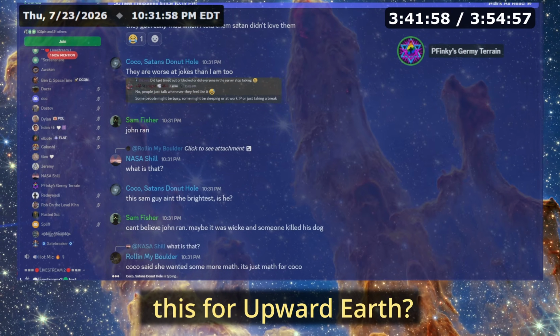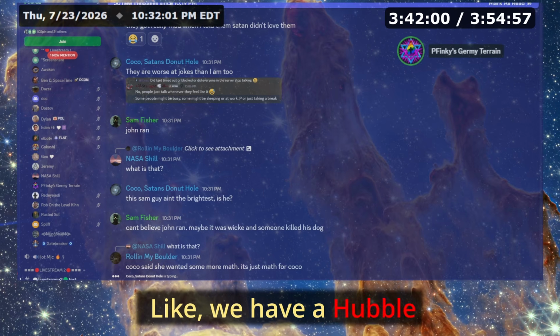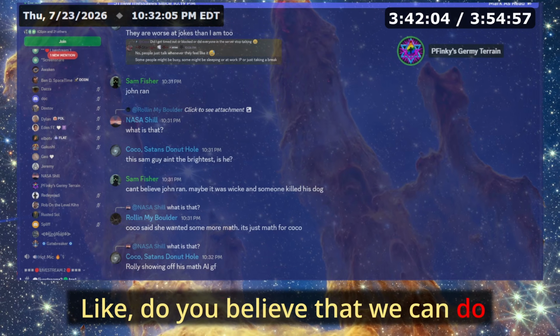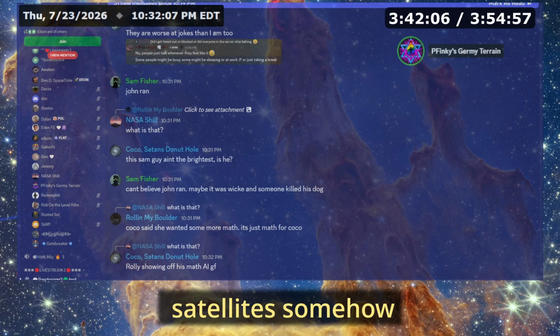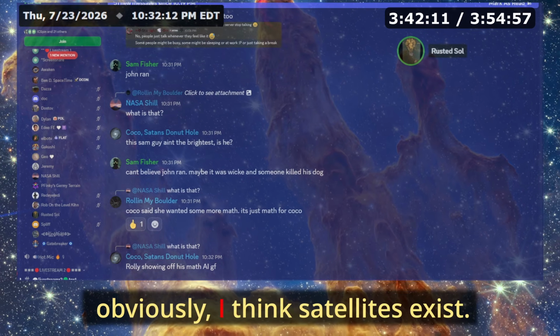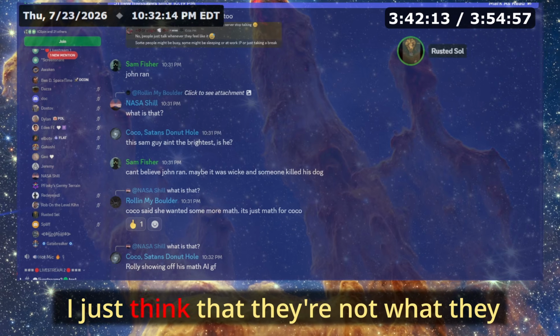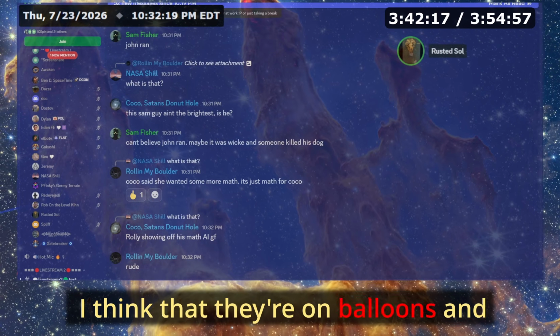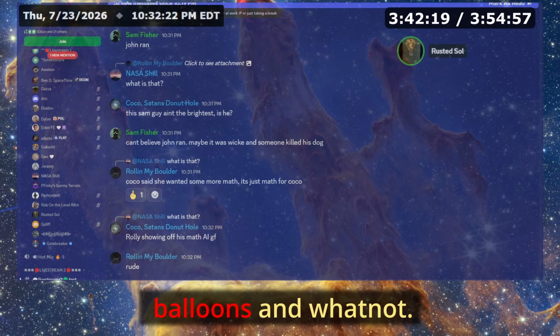Well, what's your take on this for upward Earth? Like, we have a Hubble telescope. We get these images from it. Do you believe that we can do satellites somehow with upward Earth, or is it not possible? No, I mean, obviously I think satellites exist. I just think that they're not what they claim that they are. I think that they're on balloons and high altitude balloons and whatnot.